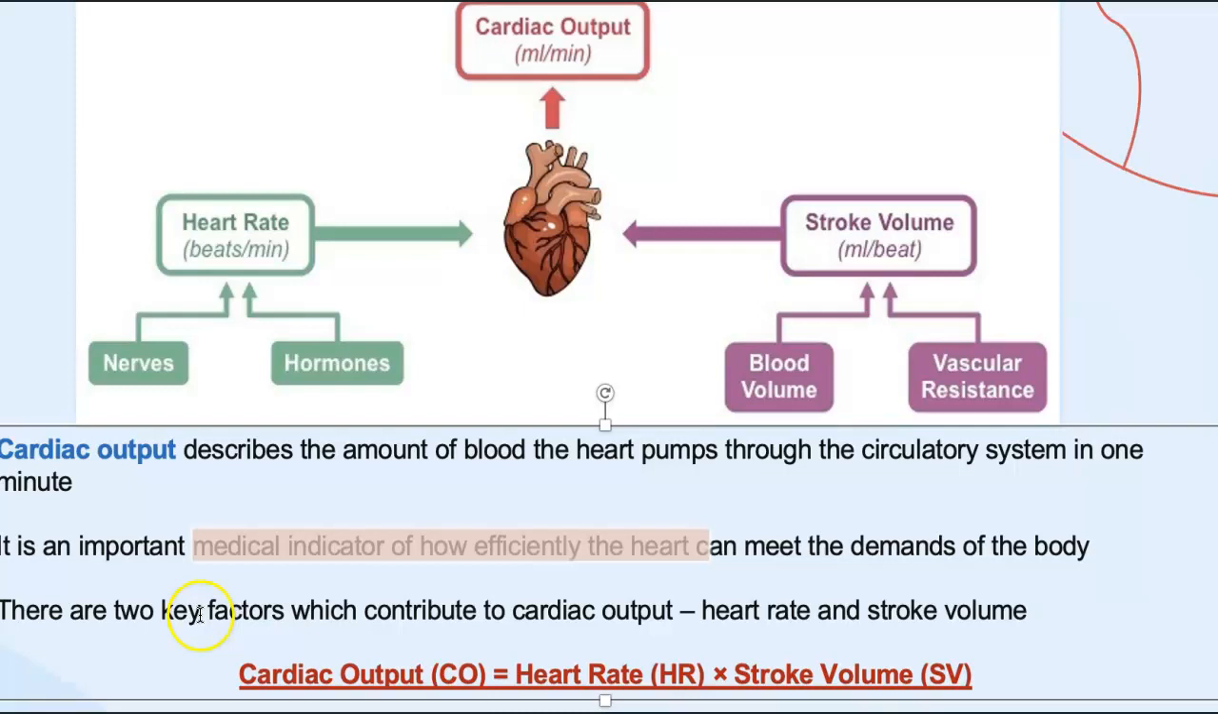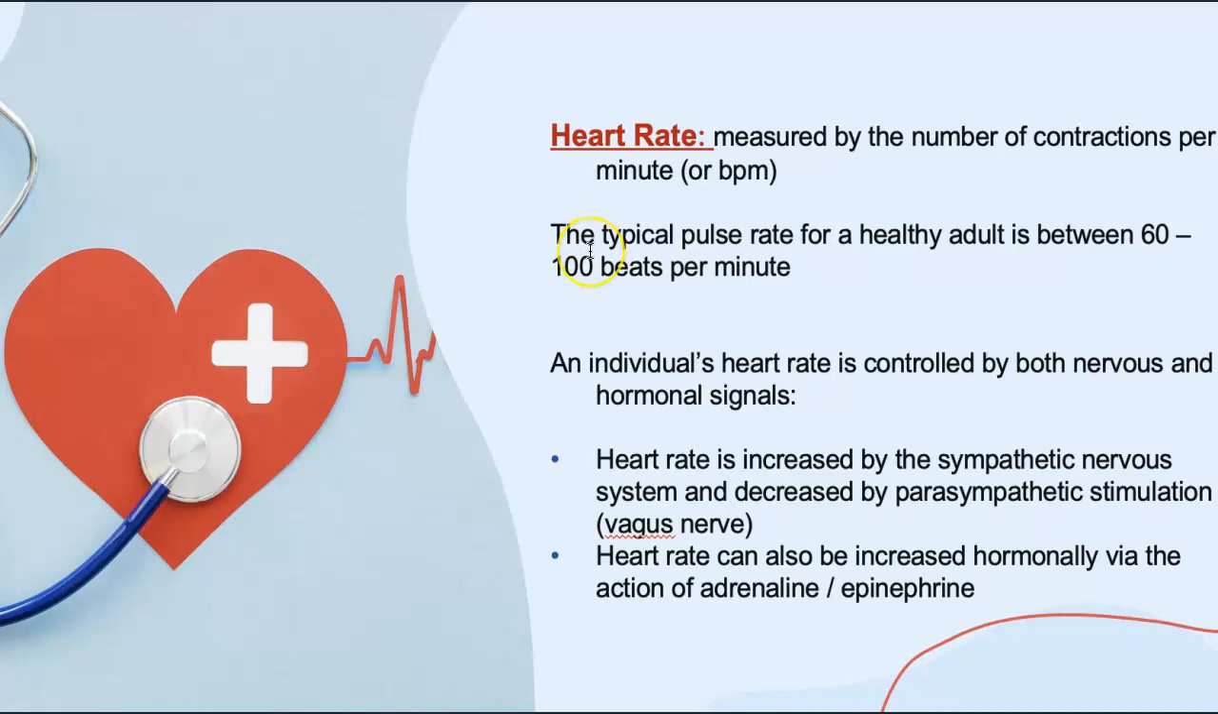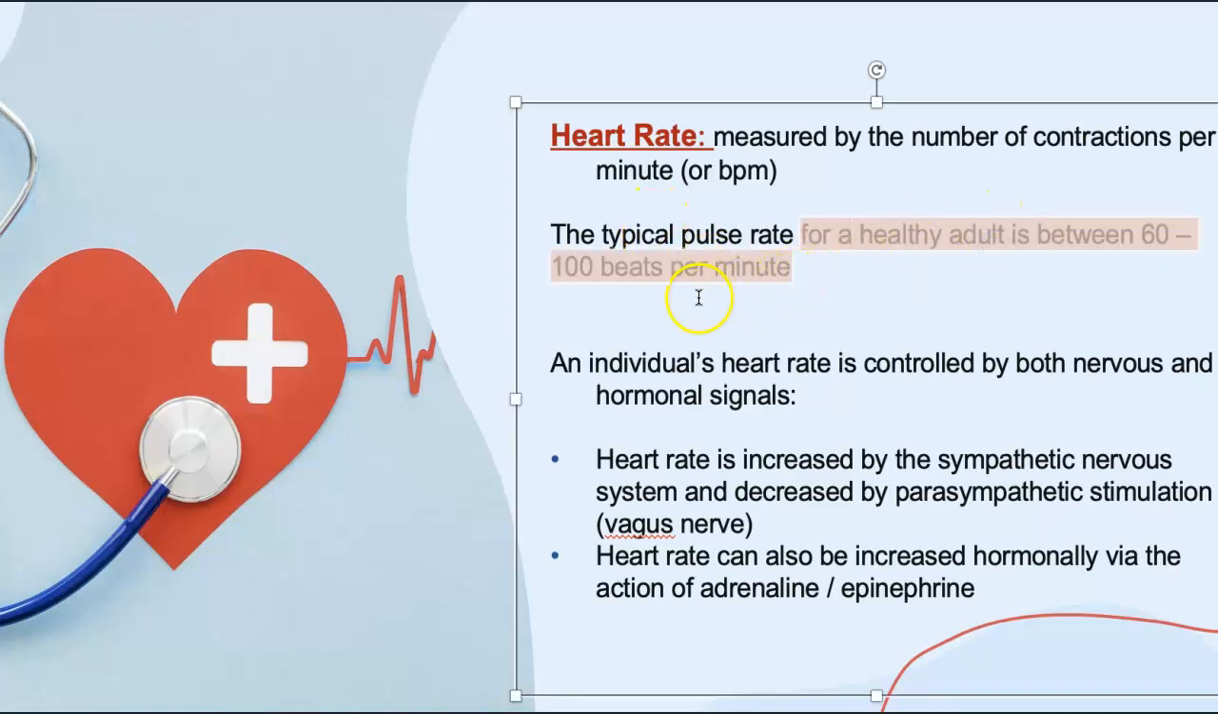And there are two key factors which contribute to the cardiac output. As we can see, the heart rate and the stroke volume. So the equation goes like this: the cardiac output equals the heart rate multiplied by the stroke volume. The heart rate, what is the heart rate? The heart rate is the number of contractions per minute, and usually for a healthy adult it is 60 to 100 beats per minute.